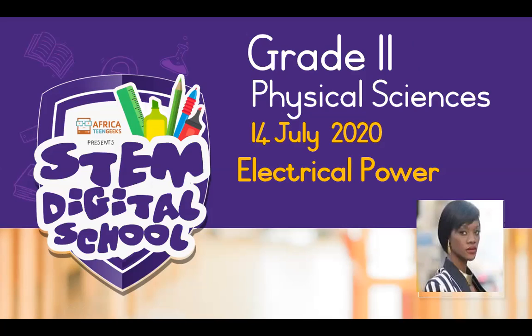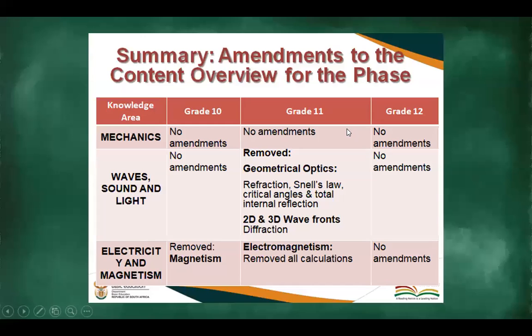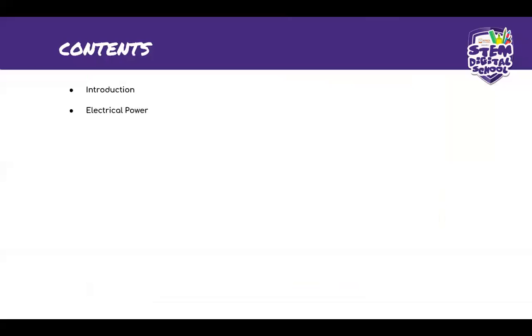As you know, theory is most important because at times we need it to explain certain things to us. We need our theory because they can ask you in multiple choice, they can ask you in anything. So make sure that your theory is well taken care of. Okay, so here are the amendments. As you can see here, for grade 11 all the calculations are removed, so we will be skipping them, and this is our term 3 work.